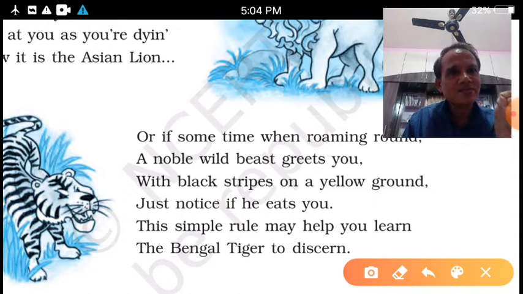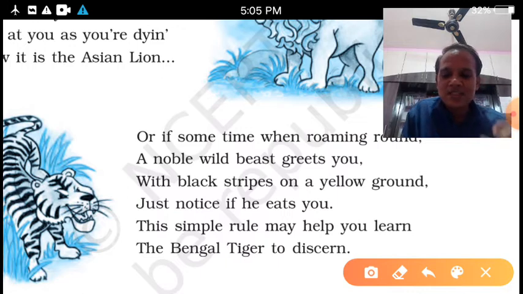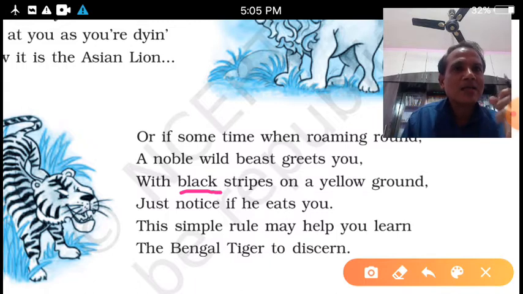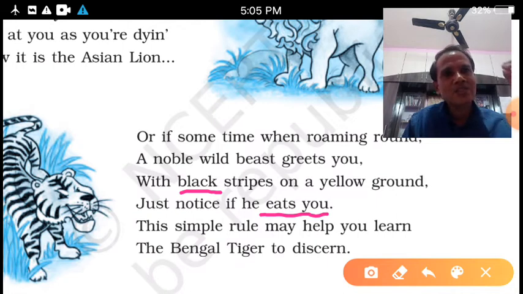As soon as this wild animal sees you, he will jump on you to kill you, because he wants to eat you. And at that time we can understand that this wild animal is none other than the Bengal tiger. And then a simple rule will help you to understand that you are seeing the Bengal tiger. So the Bengal tiger has black stripes, lines on the body, and no sooner does he see us, he jumps on us to kill us. This is the special characteristic of the Bengal tiger.